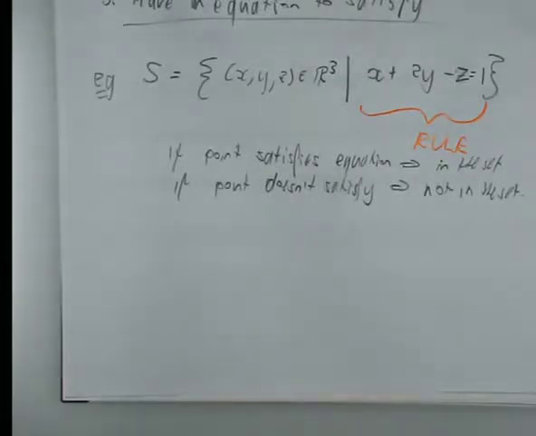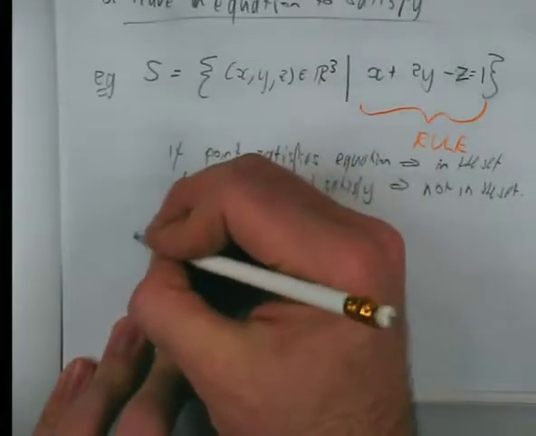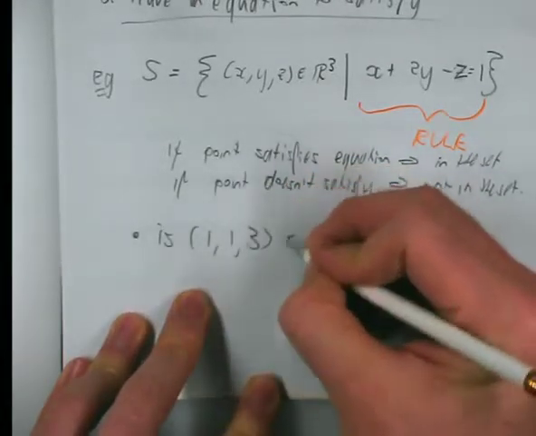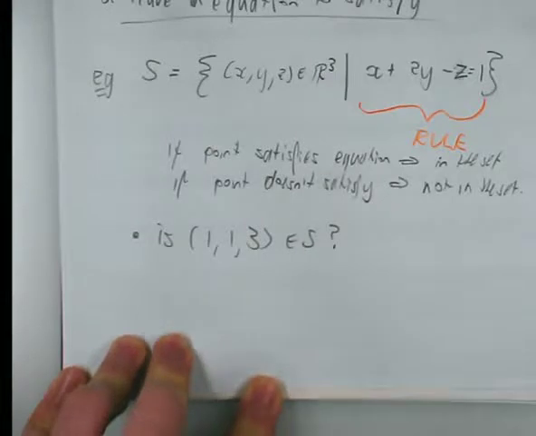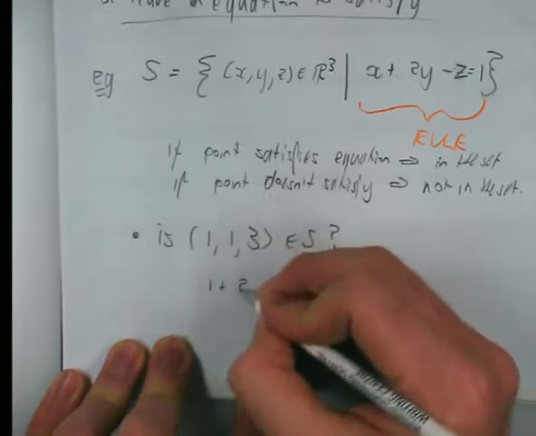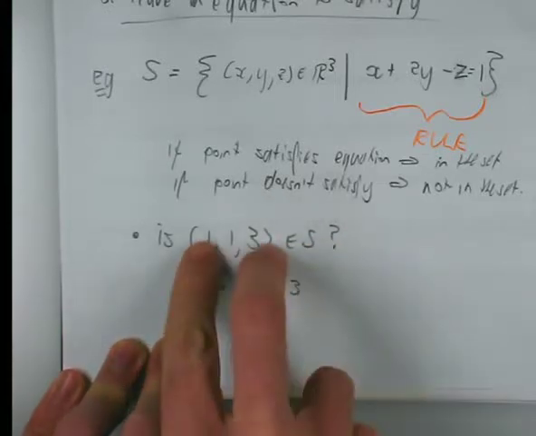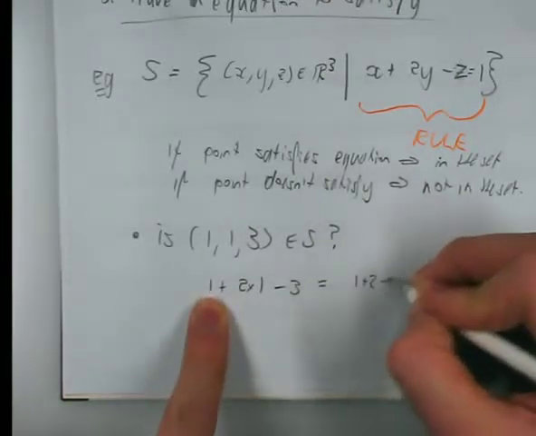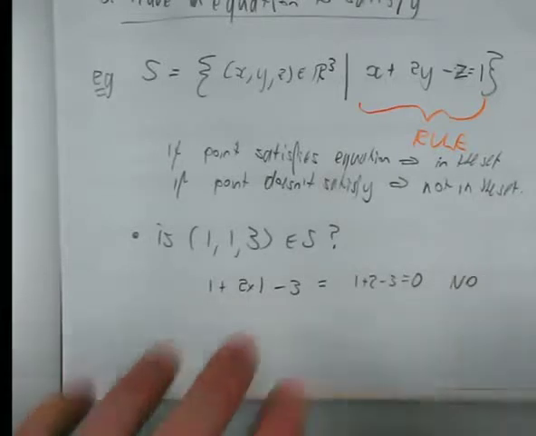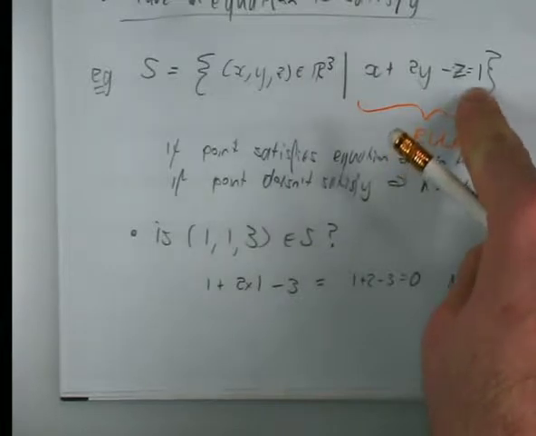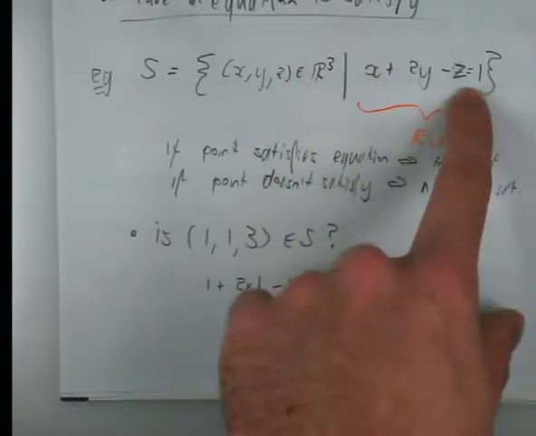So it's really easy to ask the question, is this point in the set? If I had my point and I said, is the point (1, 1, 3) in S? Then I could just sub it into the equation and see if it works. So 1 plus 2 times 1 minus 3, I put the 1, 1, 3 in for x, y, z. This comes out to 1 plus 2 minus 3, which is 0. So no, it's not in the set, because if it was in the set, it would come out to 1. This says that every point in the set, if I sub it into the equation, will come out to 1.